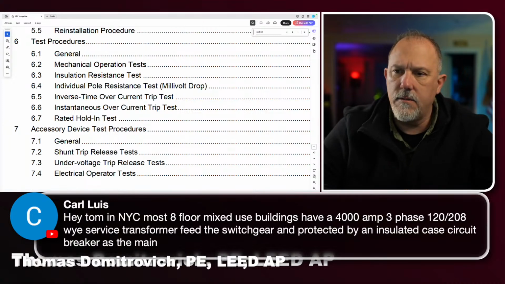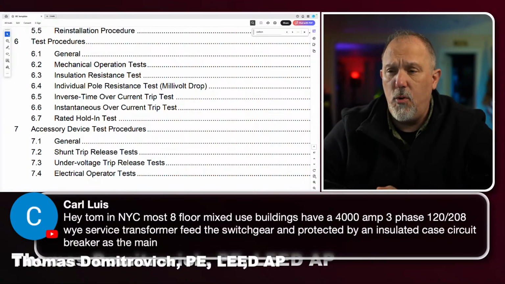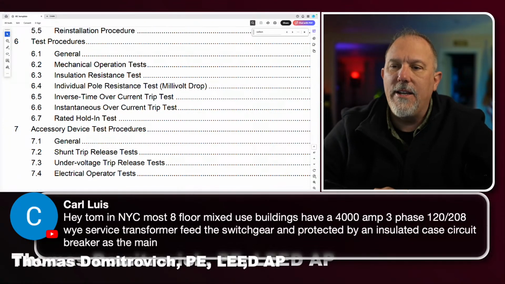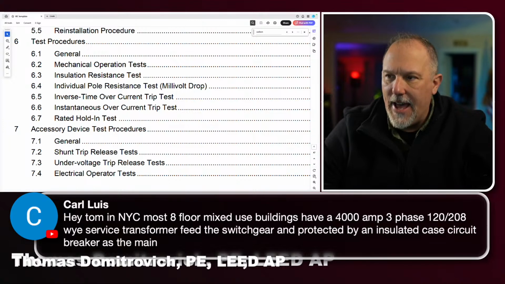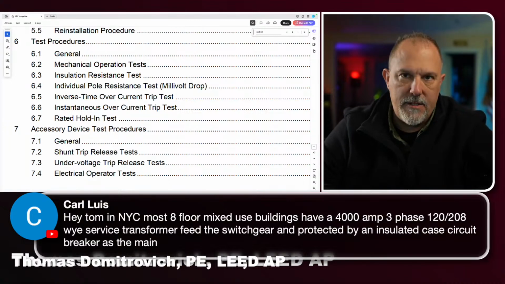Let's do this. Hey, Tom, New York City: most eight-floor mixed-use buildings have 4,000 amp, three-phase, 120/208Y service. A transformer feeds the switchgear, protected by an insulated case circuit breaker as the main. Now that is tremendous. Think about that. 4,000 amp main.